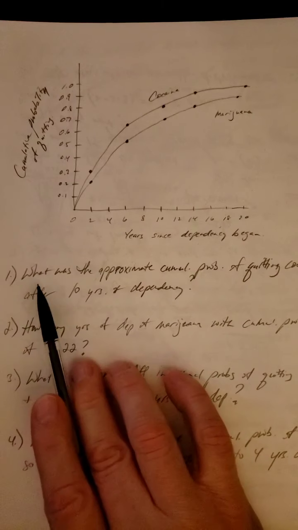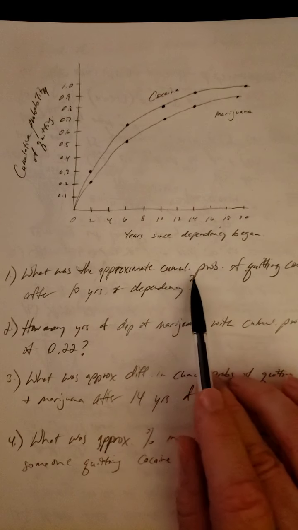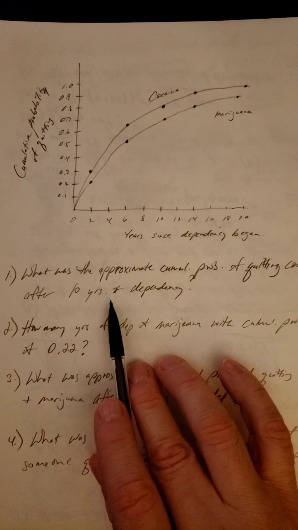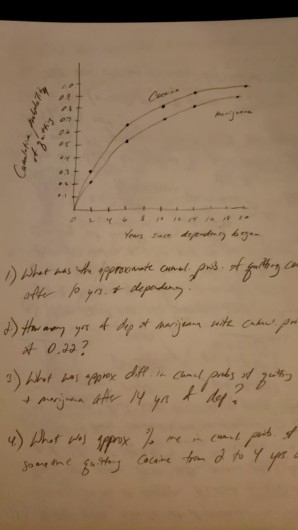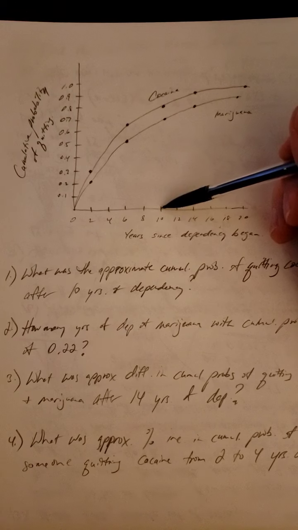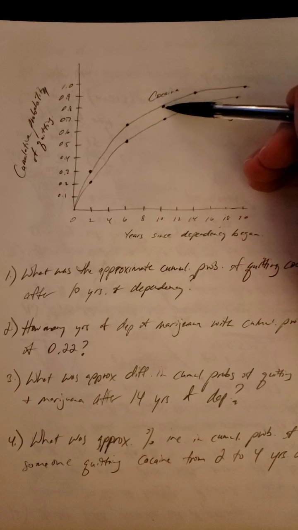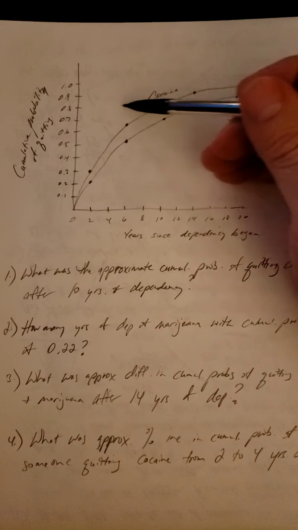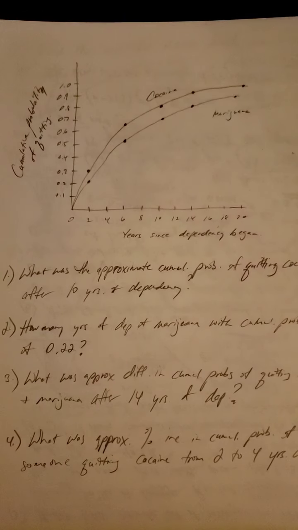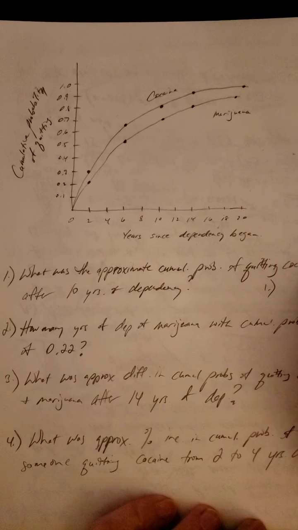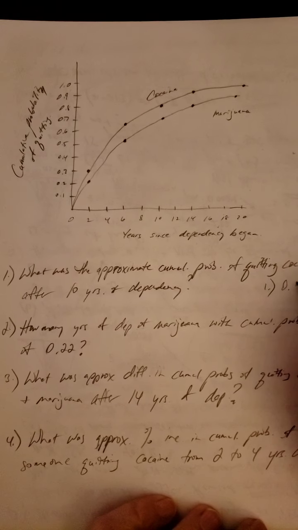So the first question wants to know what was the approximate cumulative probability of quitting cocaine after 10 years of dependency. So, I mean, the biggest thing is just being very careful which line you're looking at and making sure you line things up correctly. So 10 years is right here, and cocaine is the upper one. So if we kind of roll over, it looks like it's pretty close to 0.8. That's the probability. So the answer to 1 would be 0.8.